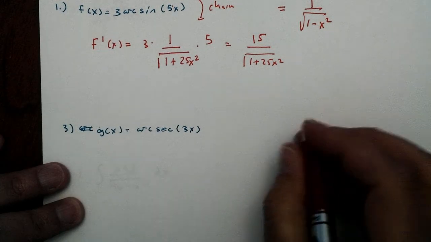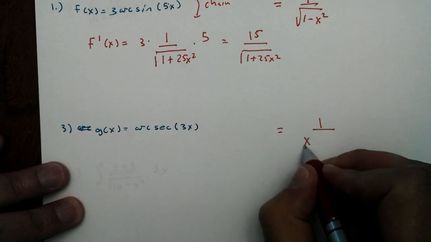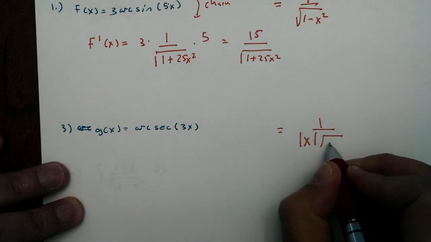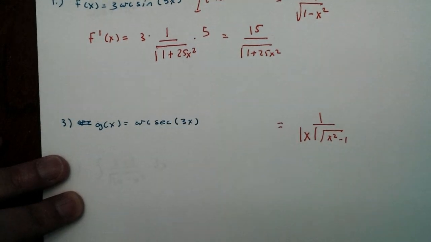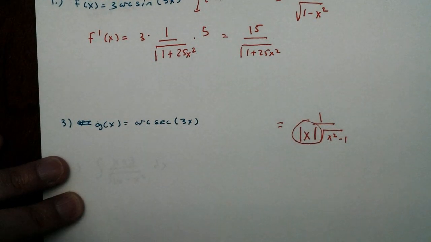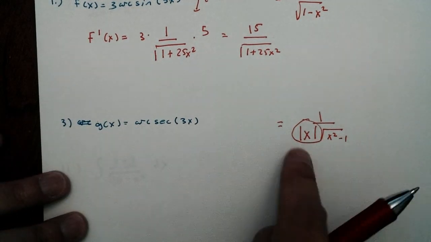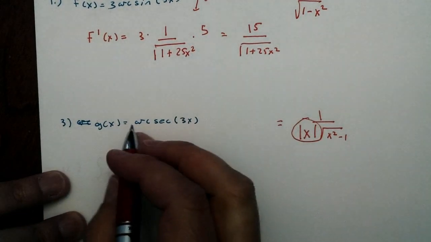If we want to do arc secant, remember, the answer is going to be 1 over the absolute value of x times the square root of x squared minus 1. Remember, it's absolute value. Looking at another video, that's because this is a radius, the hypotenuse of our right triangle. So it always has to be positive.